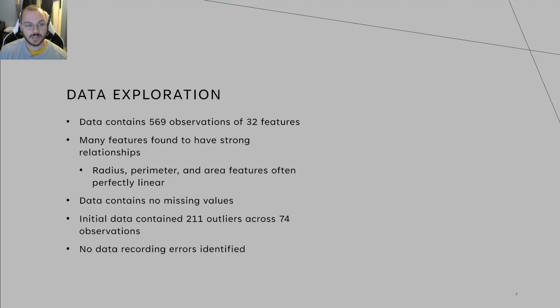I explored the data in many different ways. It contains 569 observations of 32 different features, looking at it from a top-down view. Going into the features and the relationships, many of the features have strong relationships, and some of them, like radius and perimeter and area, are perfectly or almost perfectly linear relationships. The data contains no missing values, and the initial data had 211 outliers contained within 74 of the observations. There were no obvious data recording errors identified, so these outliers are true outliers and are going to be something that we'll have to deal with.